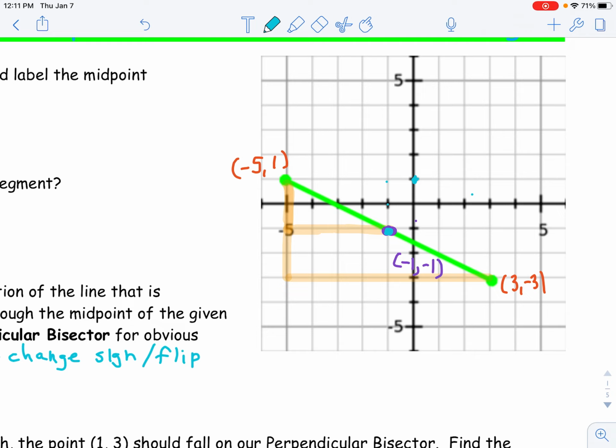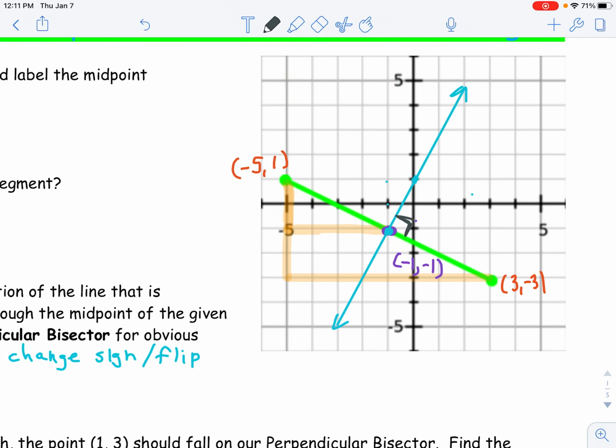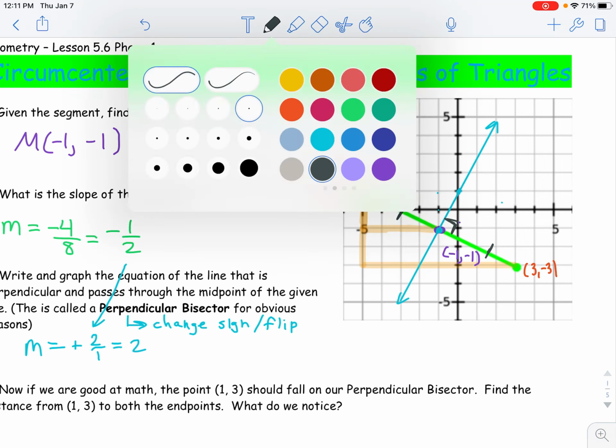I'll make a line that goes through. Wow, pretty. All right, so this blue line, this green line, they are perpendicular. And this blue line bisects this green line right here. It's a perpendicular bisector, and it's actually pretty important in math. Right angles are very important. To be halfway between 2 points is very important.